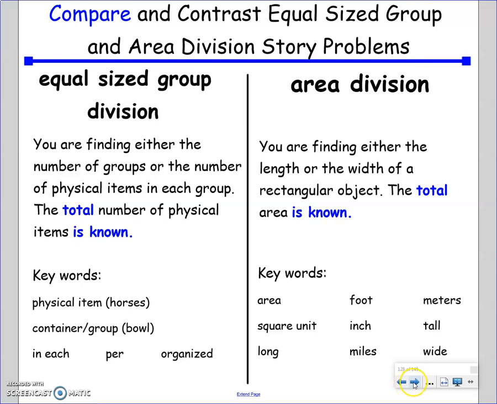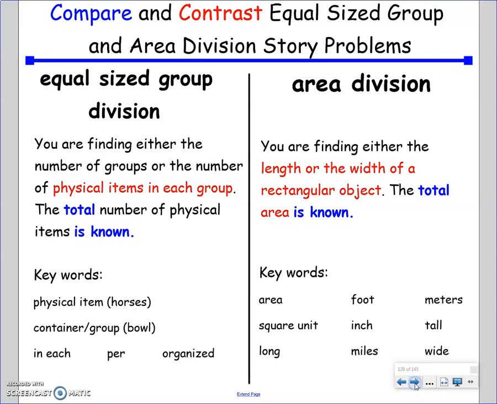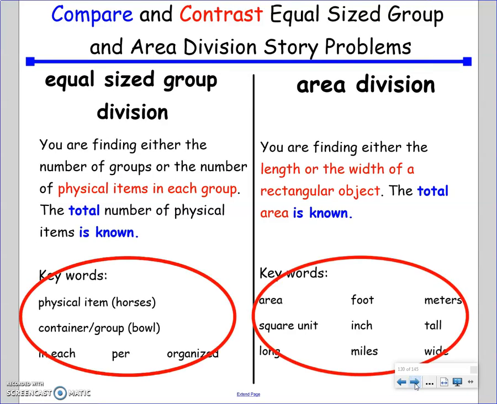They're actually quite different from each other. One reason they're different is because different things are happening in each problem. In an equal-sized group problem, physical items are being put into groups. But in an area division problem, you're talking about a single rectangular item or object, and you are trying to find either the length or the width of it. Another big difference is, of course, that they have different key words. The key words, third grade, are different because what's happening in each problem type is different.